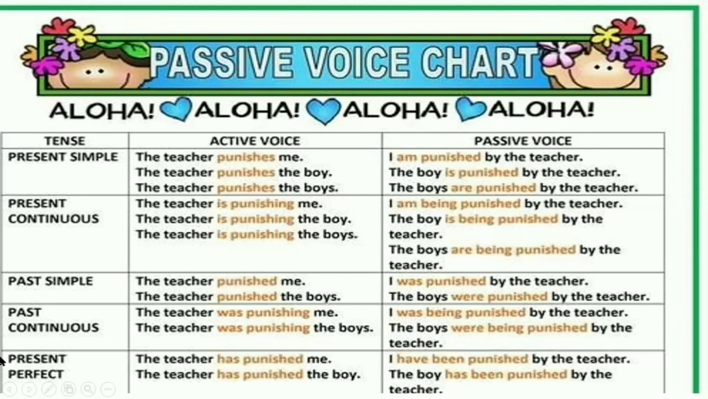Okay, then what about the present perfect? The teacher has punished me. Okay, then I have been punished. So see here we use been in the perfect tenses. We use being in the continuous tenses. So in the simple tenses you use only the be form.